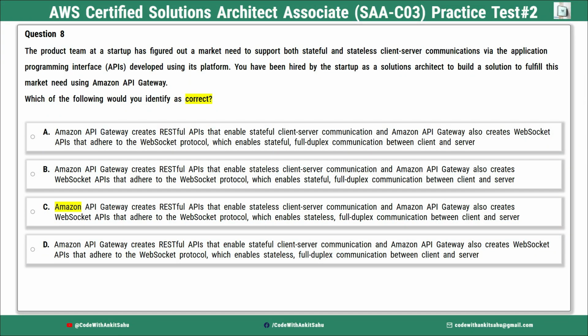Option C. Amazon API Gateway creates RESTful APIs that enable stateless client-server communication, and Amazon API Gateway also creates WebSocket APIs that adhere to the WebSocket protocol, which enables stateless, full-duplex communication between client and server. Option D. Amazon API Gateway creates RESTful APIs that enable stateful client-server communication, and Amazon API Gateway also creates WebSocket APIs that adhere to the WebSocket protocol, which enables stateless, full-duplex communication between client and server.